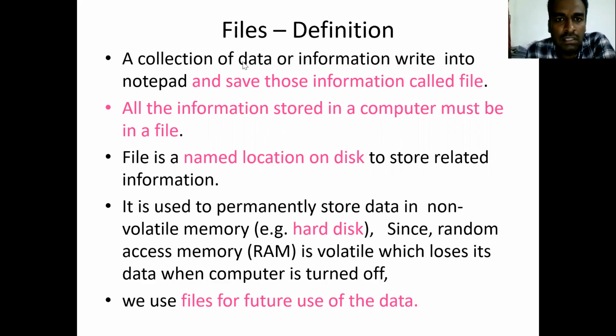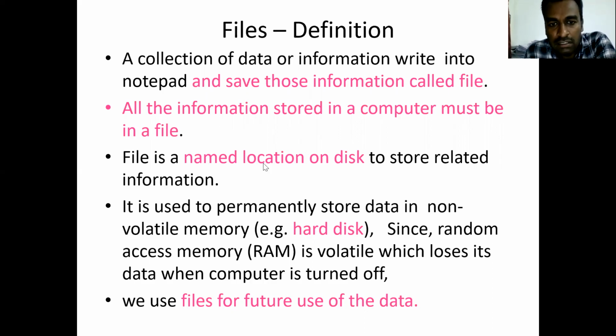The definition of a file is a collection of data or information, for example in Notepad. We write the data into Notepad and save the information, and that is called a file. All the information stored in a computer must be in a file. In our computer we have a folder, and inside the folder we have some text files or documents. These are called files. A file is a named location on a disk to store related information.